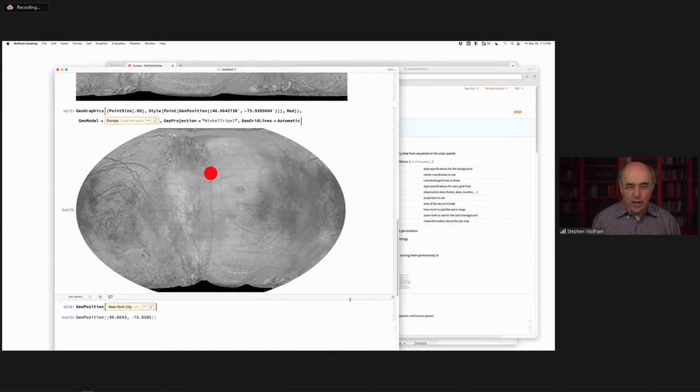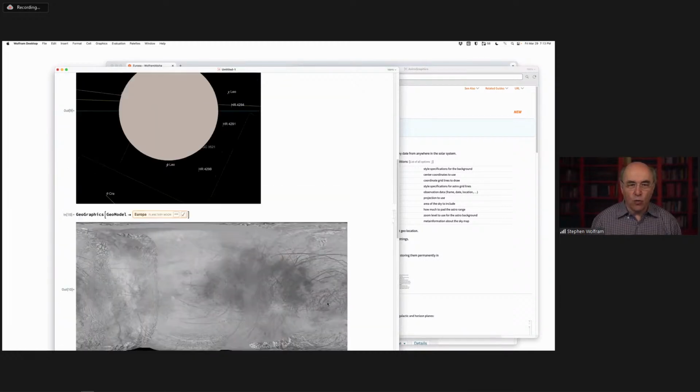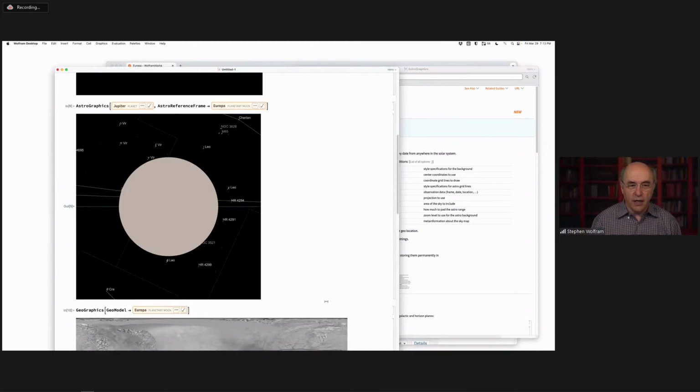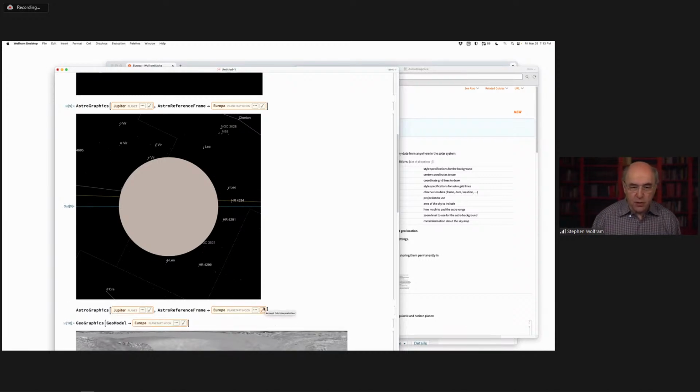In any case, if we wanted to, we could work out from the New York City analog on Europa what Jupiter looks like in the night sky. And probably if we zoom out, we'll see some other things here. I don't know what angle this is in the night sky, but we'll probably see the sun if we zoom out a bit further. Astro range.